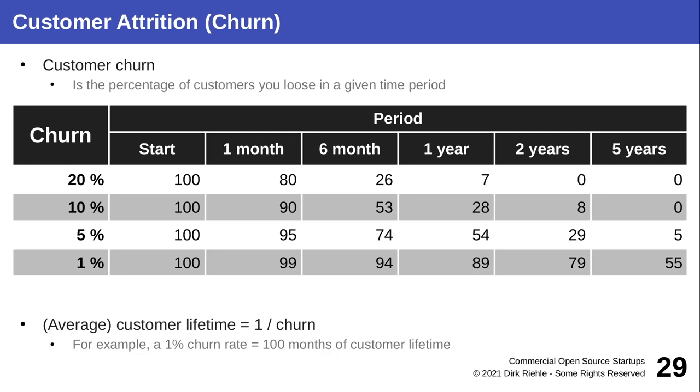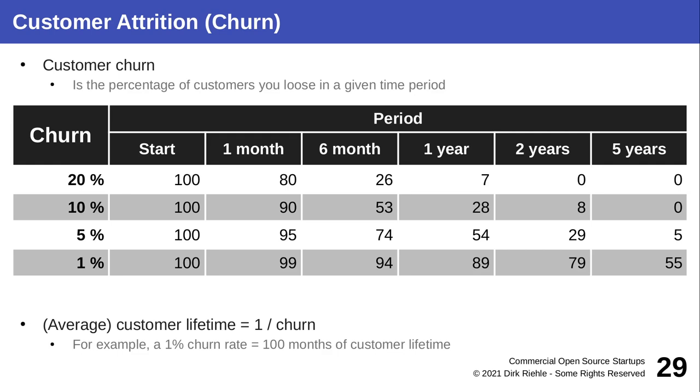So if you have a 5% monthly churn after 1 month and you start with 100, you have 95. You can see how the numbers dwindle. 5% monthly churn means after a year you lost half your customers. So 5% monthly is not a good churn. 5% annually is a reasonable churn. And 1% annually is a great churn. So in most businesses. So that is churn.